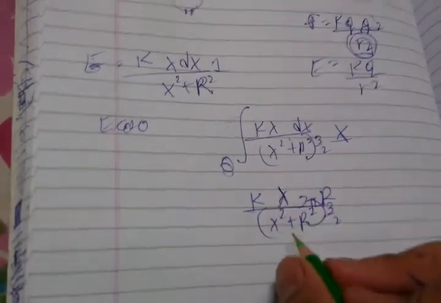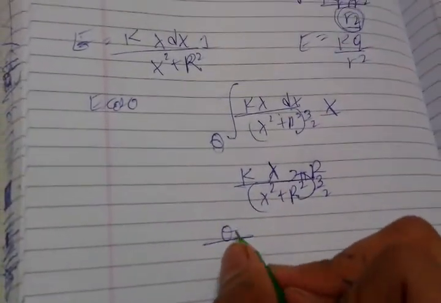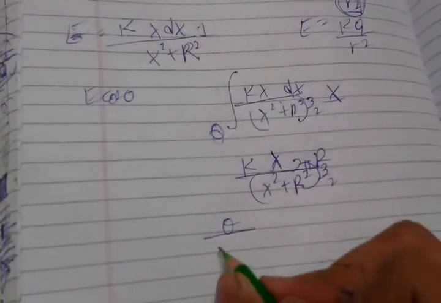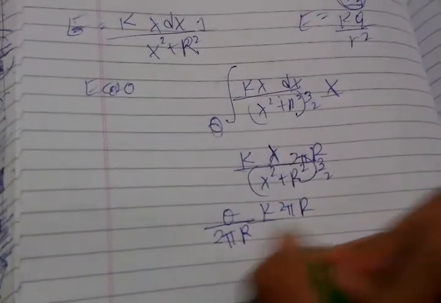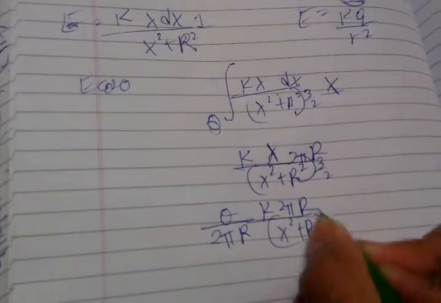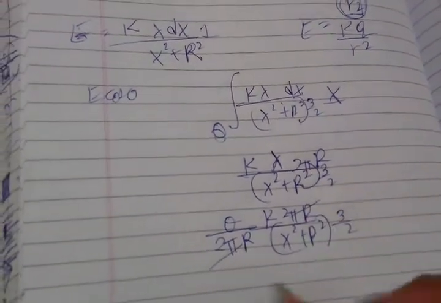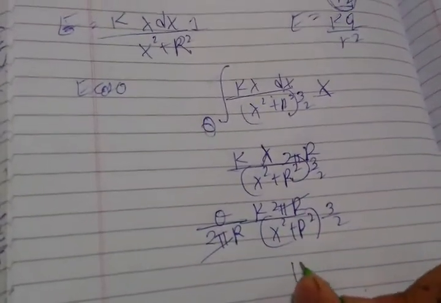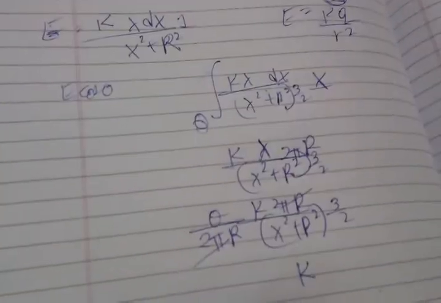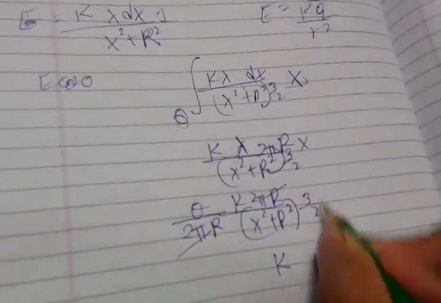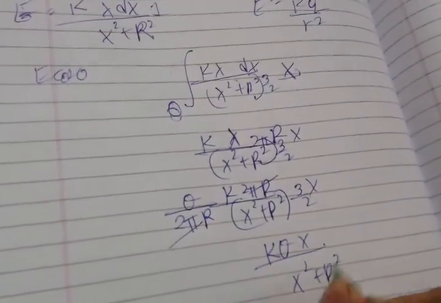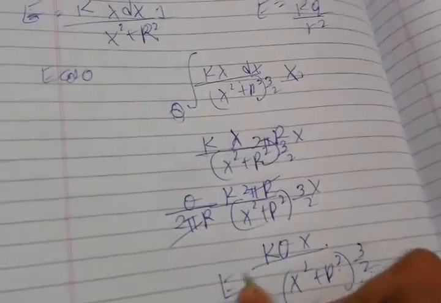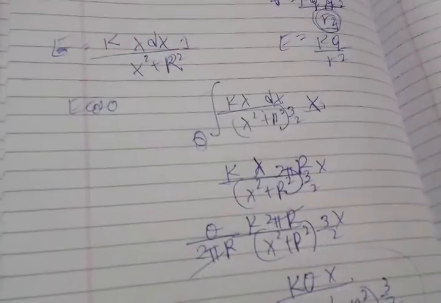Lambda is charge per unit length. Total charge is q. We are supposing that we are provided q charge on the ring, and charge per unit length, so total length is 2 pi r, k 2 pi r upon x square plus r square to the power 3 by 2. Wait a second. Yeah, we forgot that x. So it will be kqx upon x square plus r square to the power 3 by 2. This is the electric field at any general point which is at a distance x from the center.